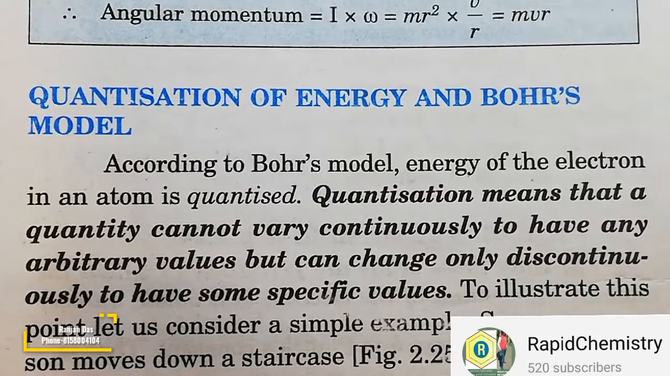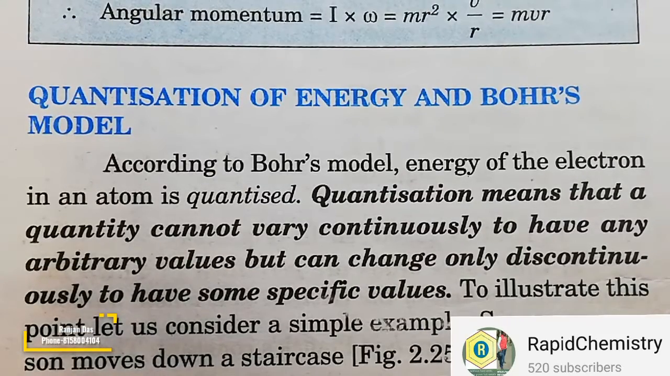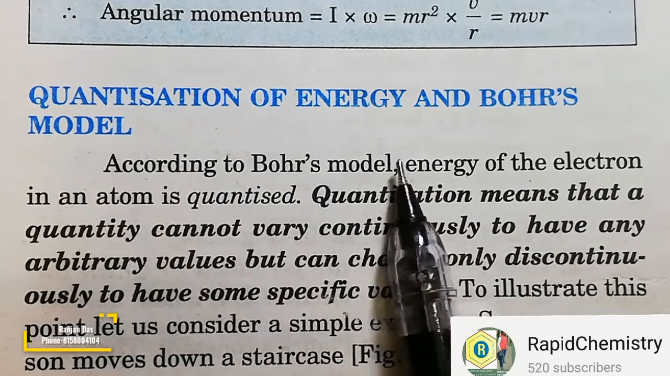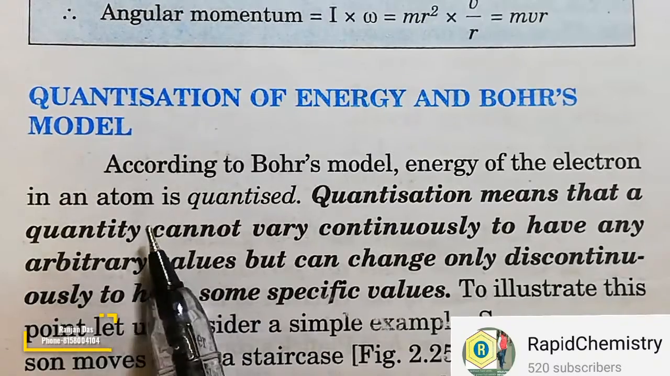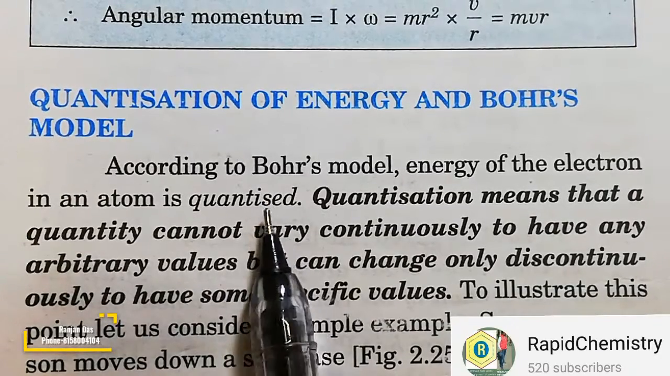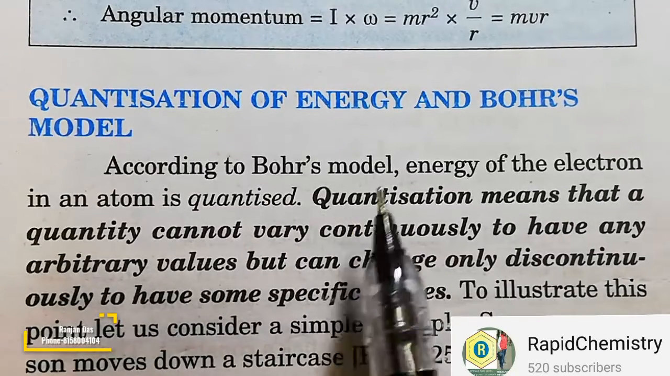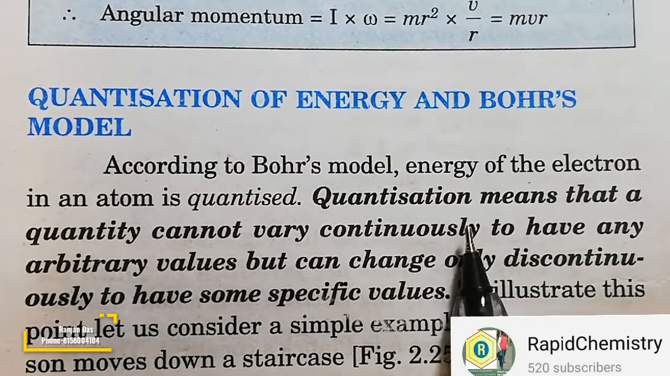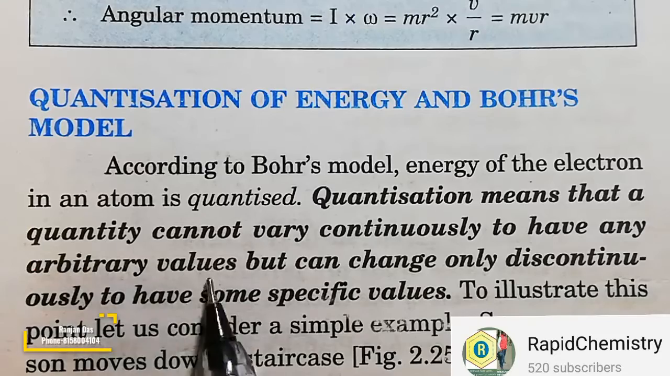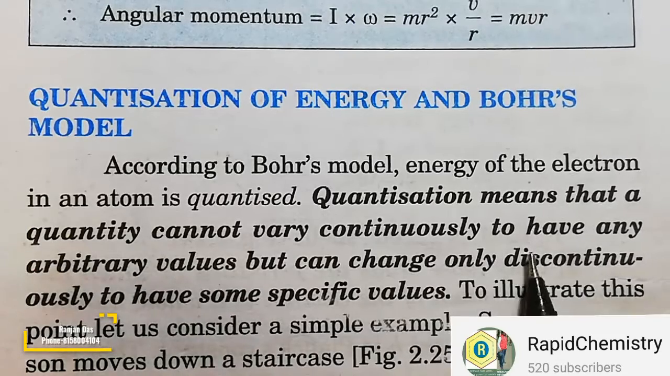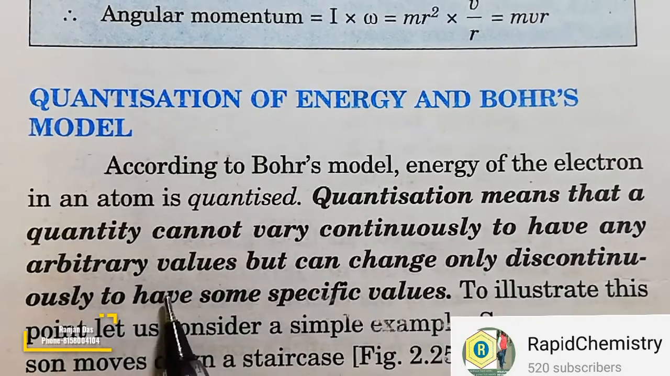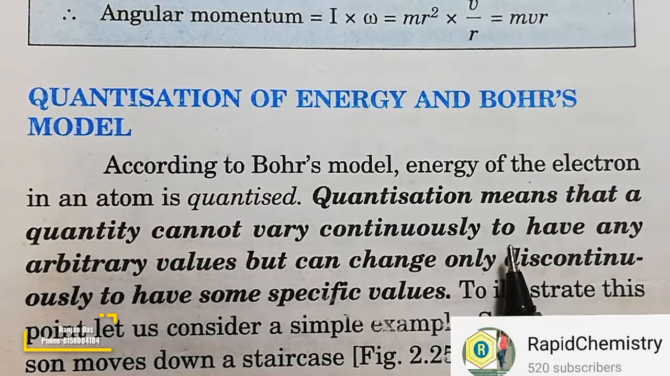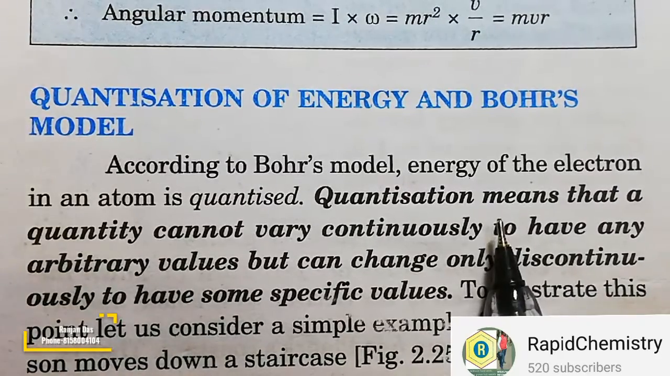Now we would like to have a relation between quantization of energy and Bohr's model. According to Bohr's model, the energy of the electron in an atom is quantized. So what does it mean? Quantization means that a quantity cannot vary continuously to have any arbitrary values, but can change only discontinuously to have some specific values, and that can best be understood by taking a simple example.